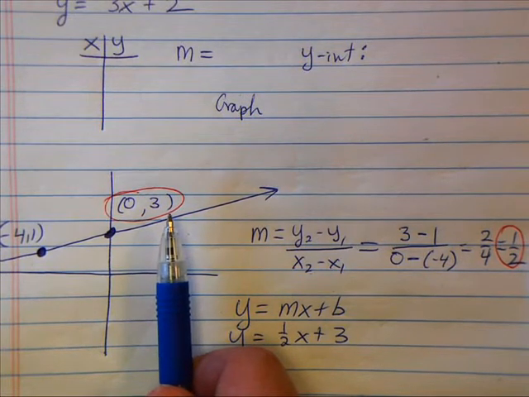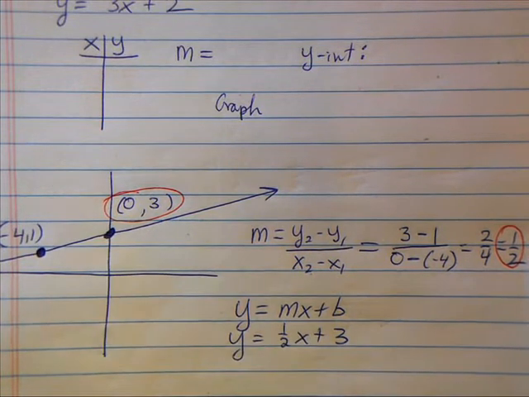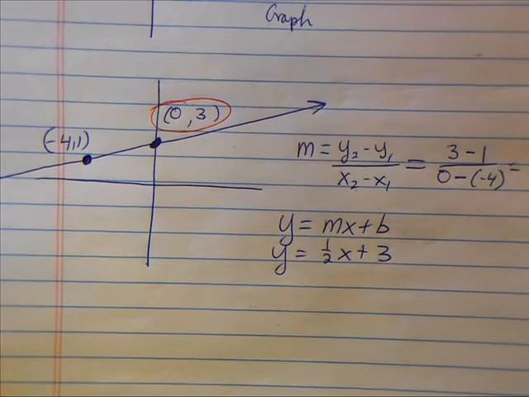Now, do you think you're always going to be given that information? No, probably not. So let's try another example where we're not given that information.